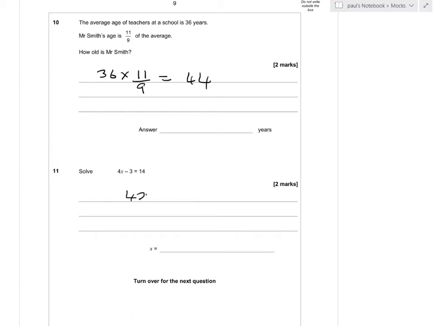4x minus 3 equals 14. So 4x, add 3 onto both sides, equals 17. So x equals 17 divided by 4, which is an awkward number, isn't it? 17 divided by 4 is 4.25. 4 and a quarter. Yeah, I'm happy with that. You can put in decimals or fractions or anything like this. Right.